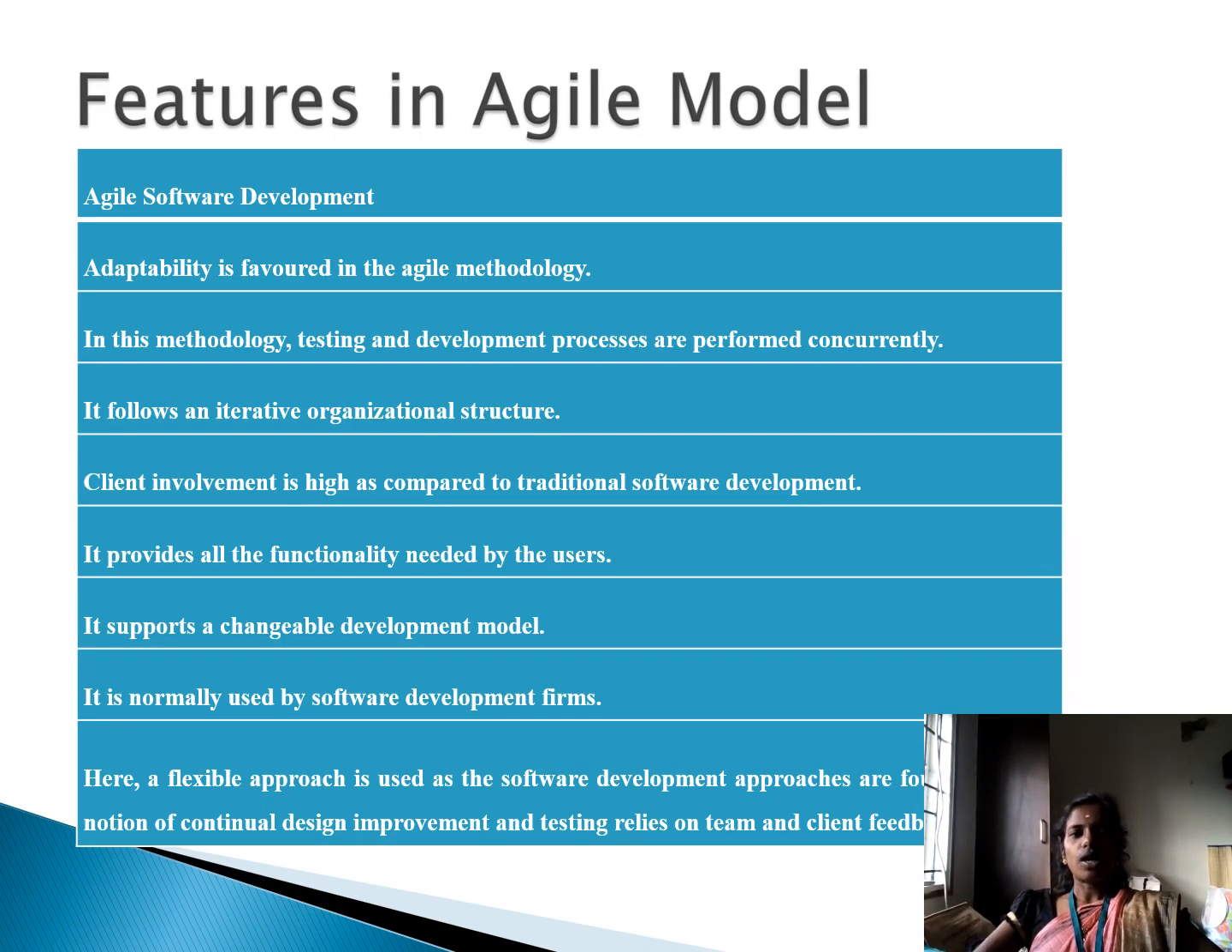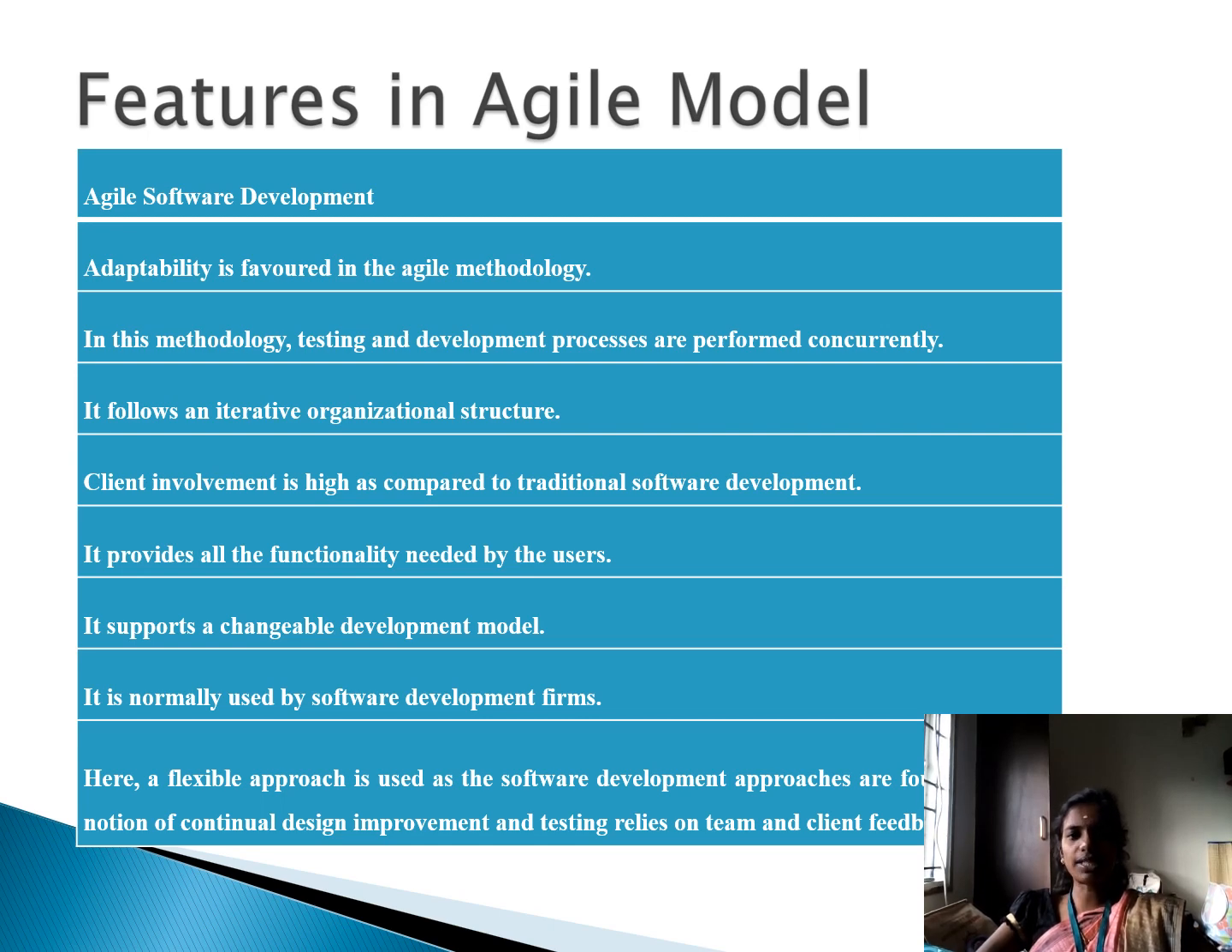Then what are the features of the agile model? Agile development is adaptable. It adapts to the situation. Then the testing and development process is performed concurrently. It is not that testing is done only once the development is complete. For each sprint or iteration, the development is done and the testing is also done. Then it follows an iterative organization structure, whereas the previous traditional model follows a linear structure.